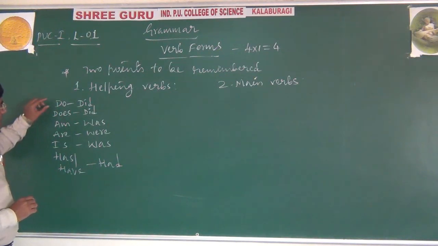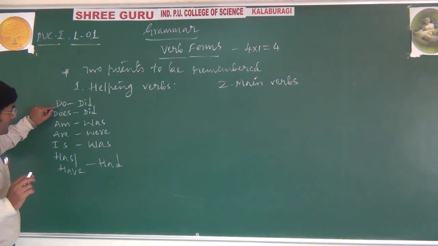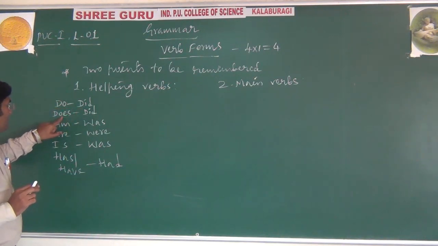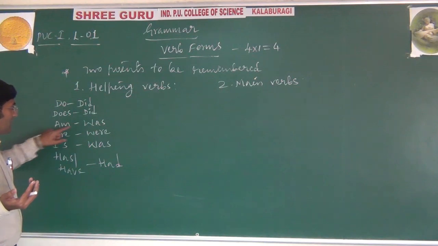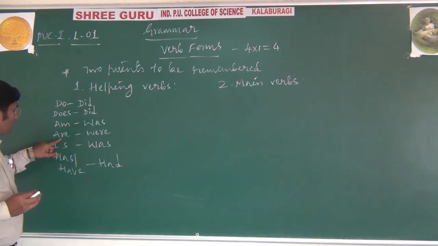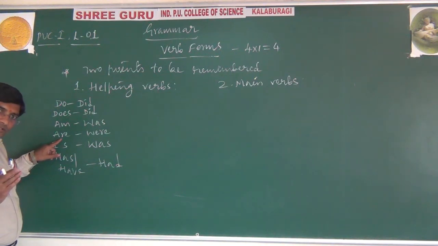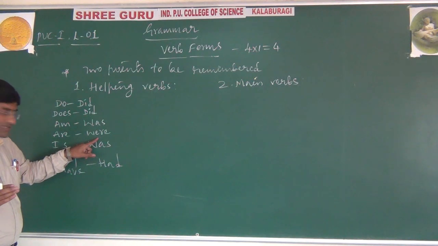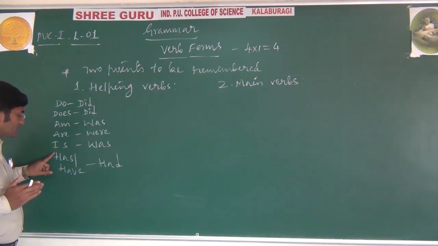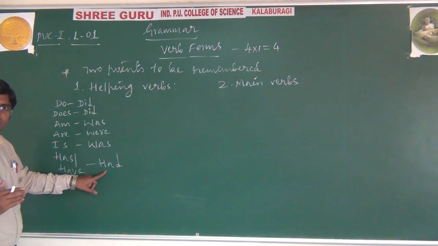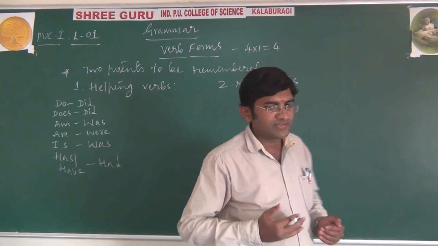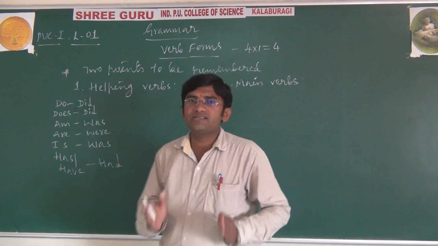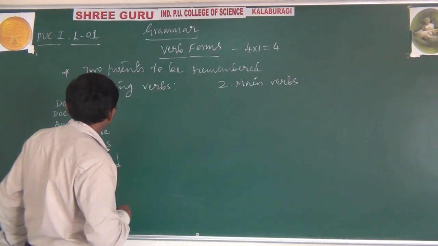Well, my dear students, if the given verb is in simple present tense, then it can be changed into simple past tense. If the given verb is in present continuous tense, it can be changed into past continuous tense. If the given verb is in present perfect tense, it can be changed into past perfect tense. Whenever we use past perfect tense, we have to use the past participle also, I mean PP, along with that.